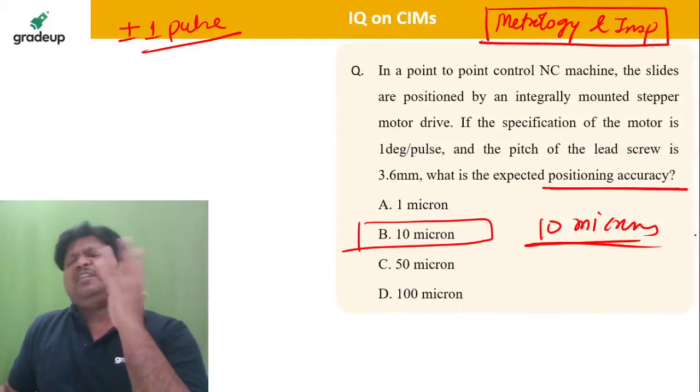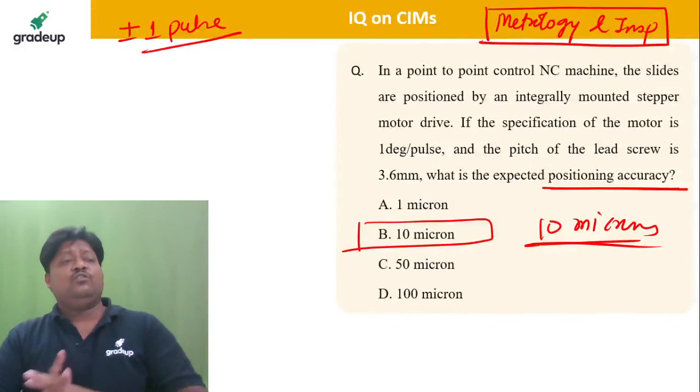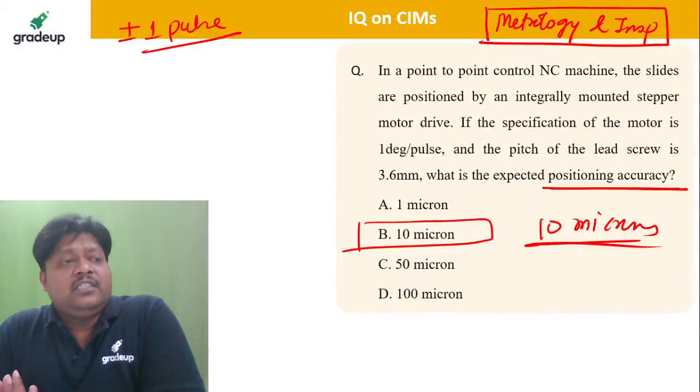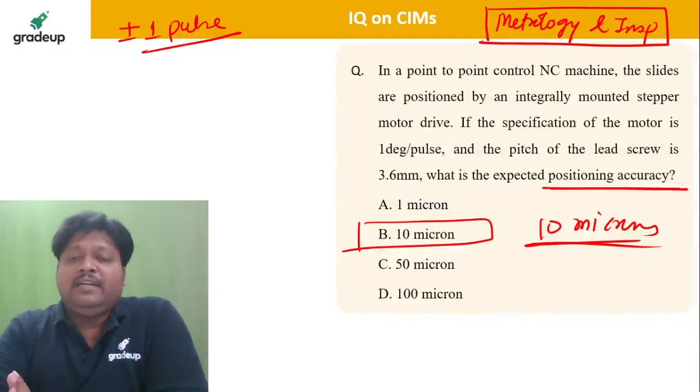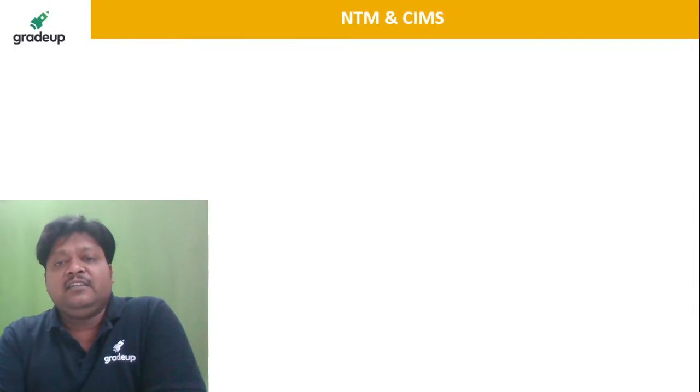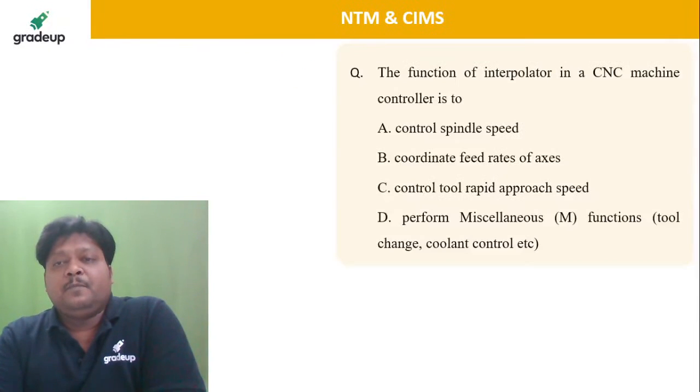Right, so like that you have many categories of questions to solve on these CIMS topics. I will wind up this session right here and take this as homework. The function of the interpolator is nothing but what? It coordinates the feed rates of the axes. Feed rate interpolation means that, as you know very well.